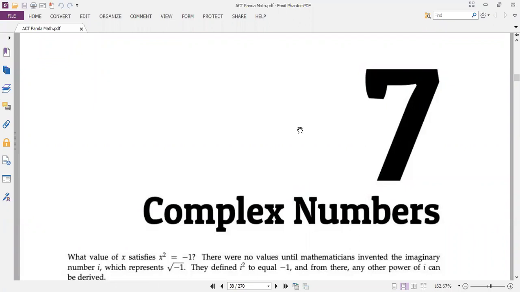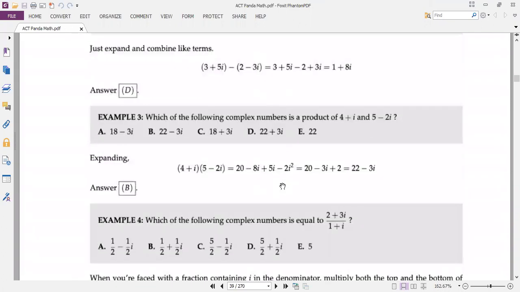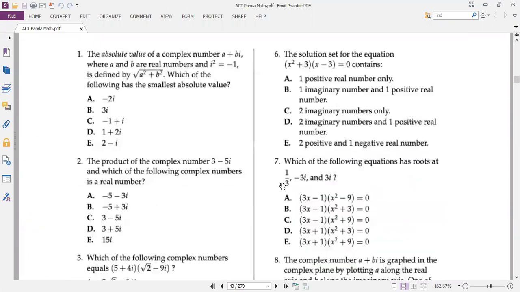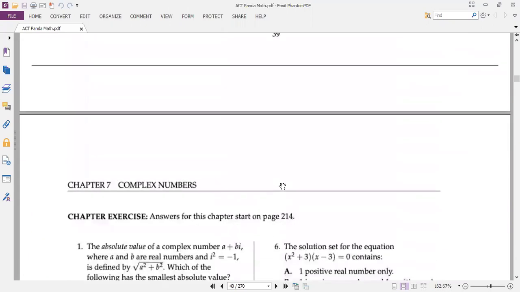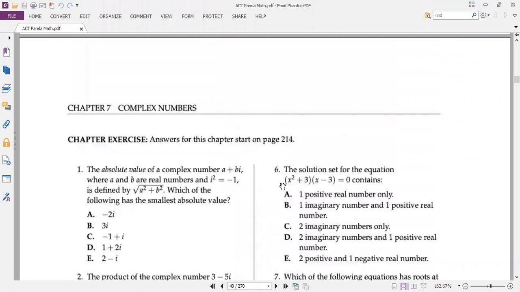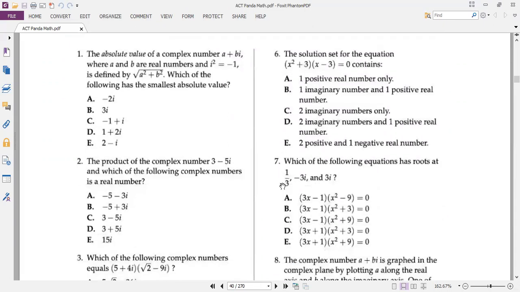In ACT Panda Math, we start a series of the ACT course. Preparing for ACT, we solve the chapter exercises of ACT Panda. Go directly to page 40, the chapter exercise of complex numbers.